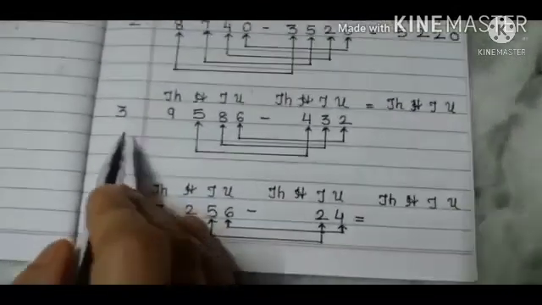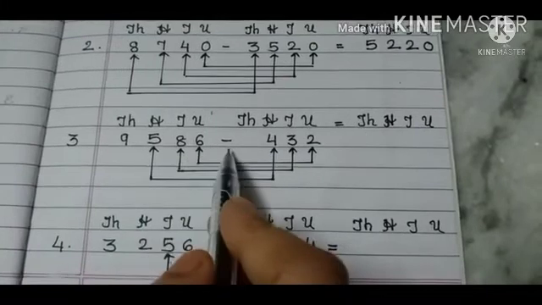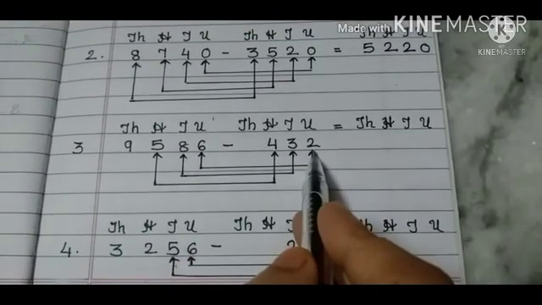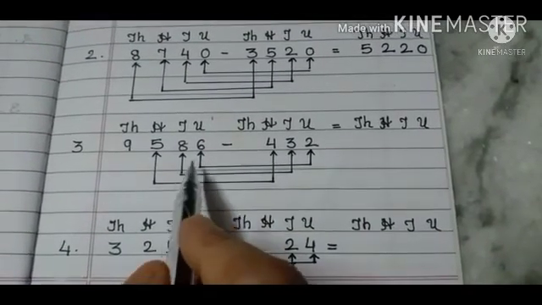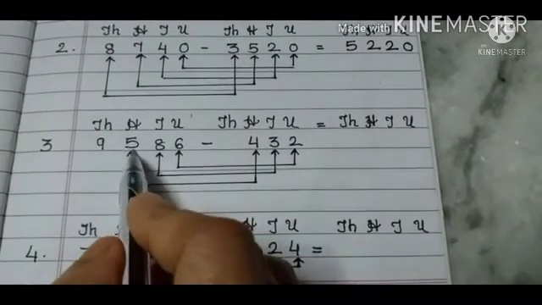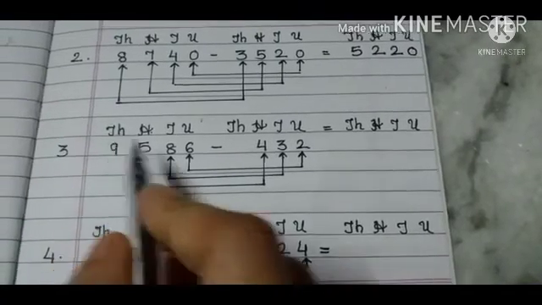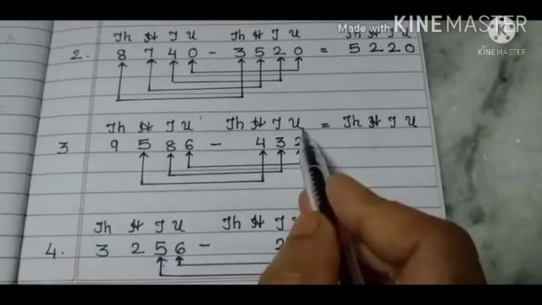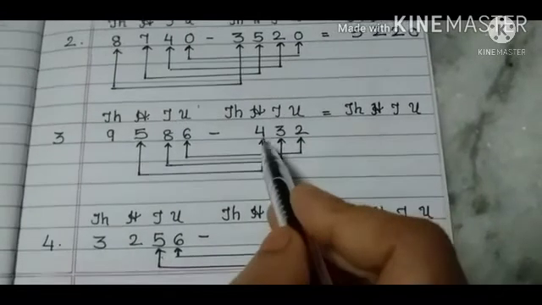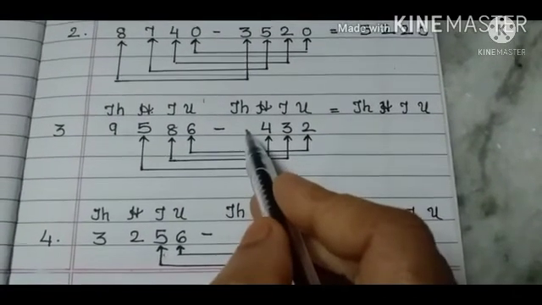Now the next, third number question is 9586 minus 432. See, in this first number, 6 is in units place, 8 is in tens place, 5 is in hundreds place and 9 is in thousands place. And in the second number, 2 is in units place, 3 is in tens place, 4 is in hundreds place and in thousands place not a single number is there.